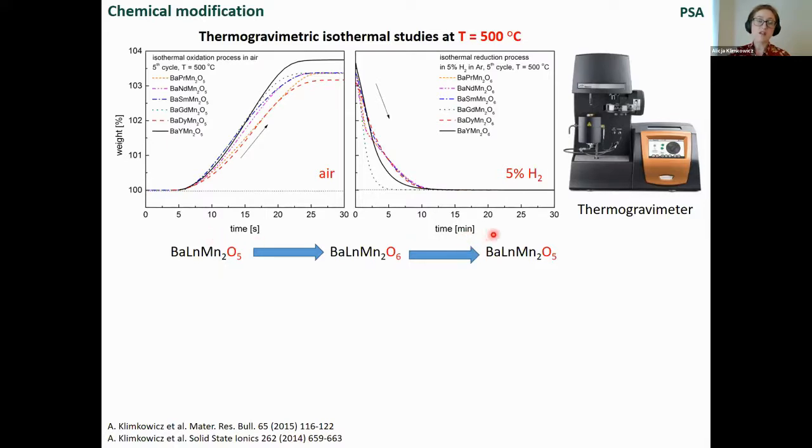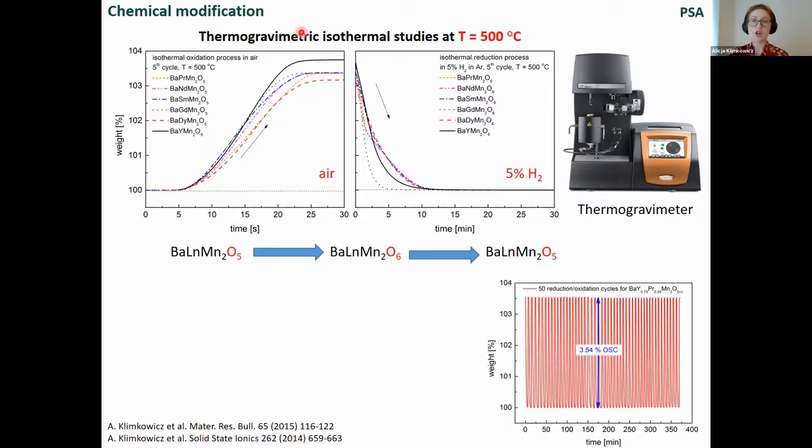So in my studies, I was trying to improve this reduction process. And as you can see, different compositions, different substituted lanthanides show different behavior. With the best one, the gadolinium-containing sample, reducing twice as fast as the parent yttrium-containing material. So with chemical modification, we can greatly improve the properties of such materials.